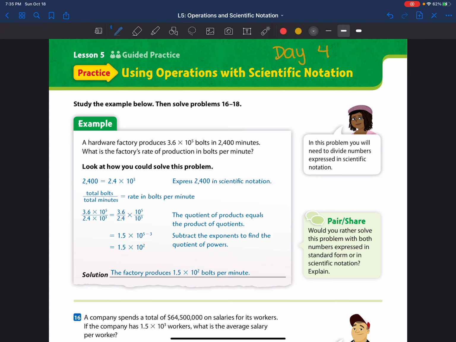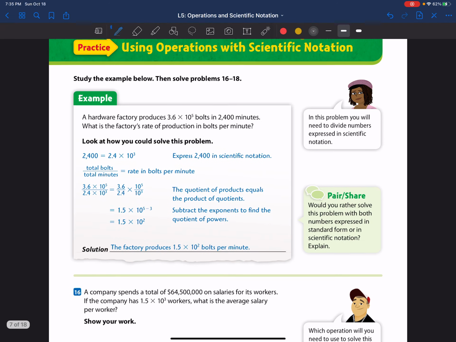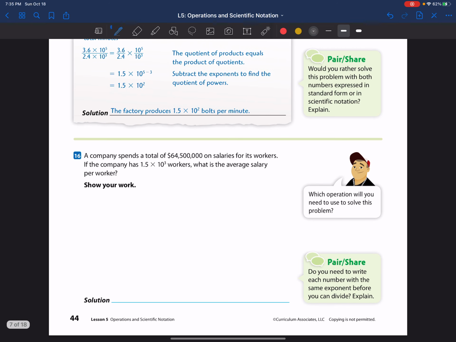Right. Day 4, using operations with scientific notation. Moving to number 16. A company spends a total of $64,500,000 on salaries for its workers. If the company has 1.5 times 10 to the third power workers, what's the average salary per worker?